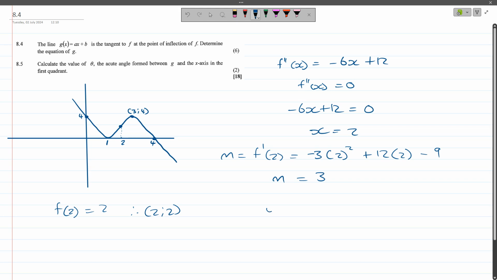So y is equal to mx plus c. y is going to be 2, gradient 3, x is 2, and c. So that will be 2 minus 6 is equal to c, which will be equal to minus 4. Therefore, our answer will be y, or if you want to write it in terms of g, that will be g of x is equal to 3x minus 4.